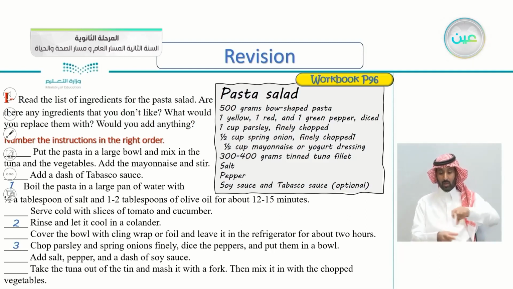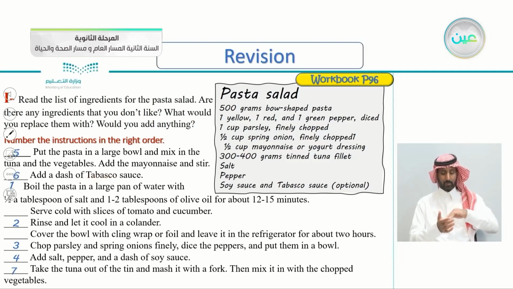So we're learning how to cook here. Number 4, which one is step number 4? Number 4 would be to add salt, pepper, and a dash of soy sauce. Number 5, what's step number 5? Number 5, put the pasta in a large bowl and mix in the tuna with vegetables, add the mayonnaise and stir. Number 6 would be add a dash of Tabasco sauce. Of course, for me, I wouldn't make this 6th step.